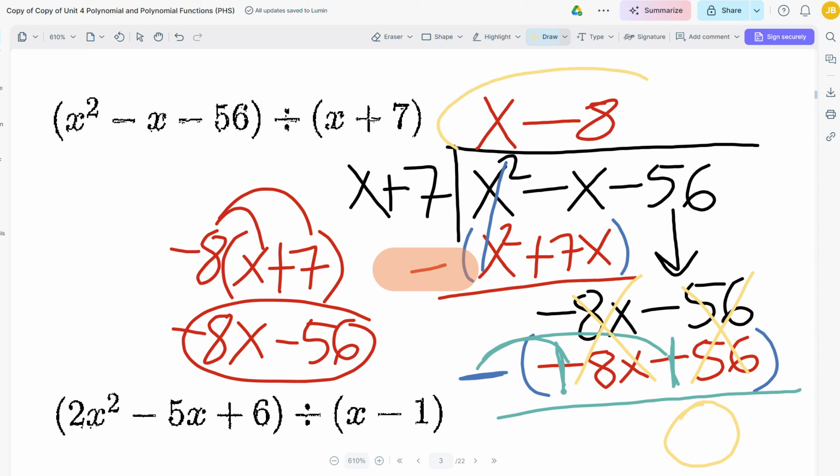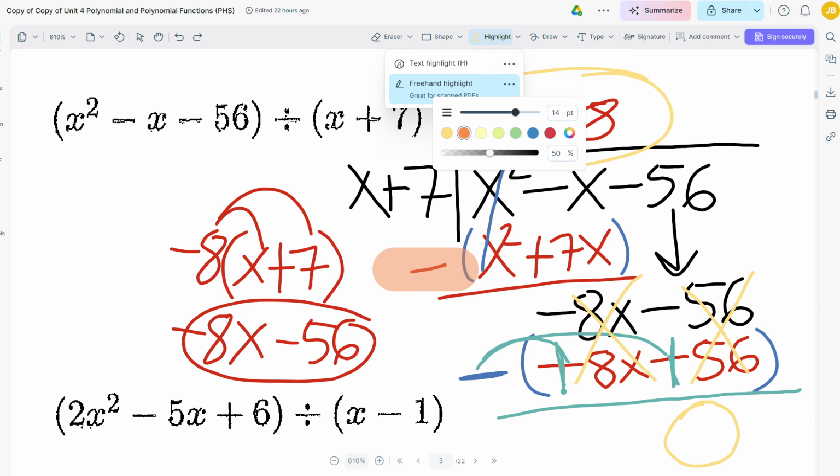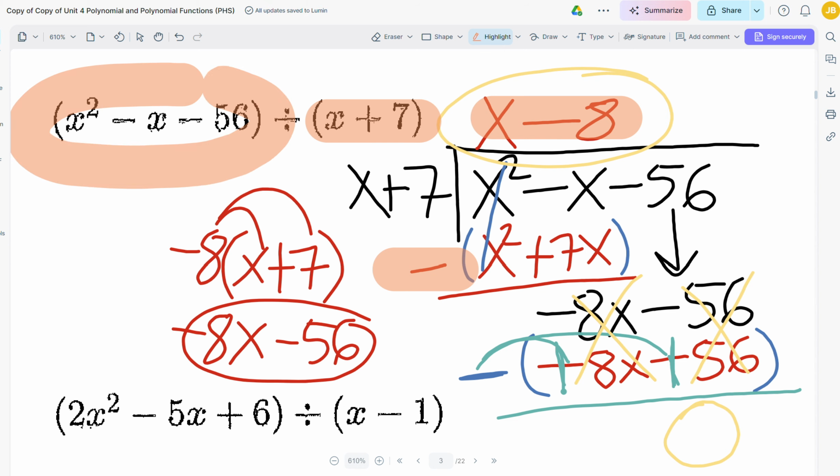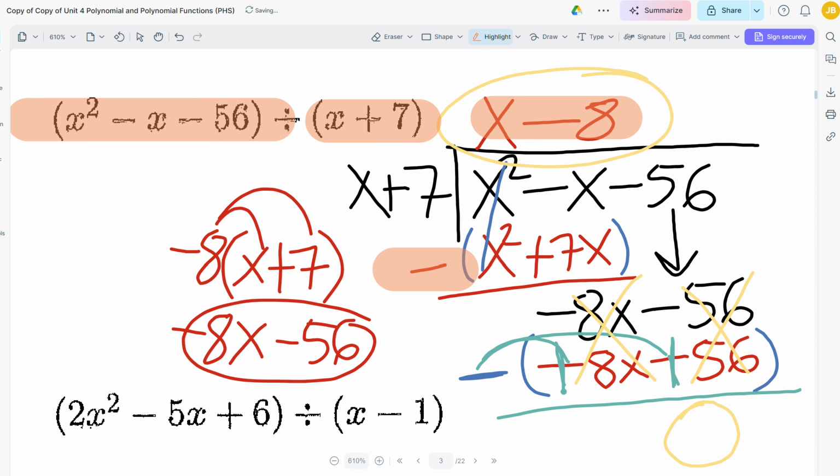So we know that this x minus 8 is a factor of the original polynomial that we just divided, x squared minus x minus 56. Once again, remind, excuse me. If I were to multiply the binomial x plus 7 and x minus 8, my result would be x squared minus x minus 56.